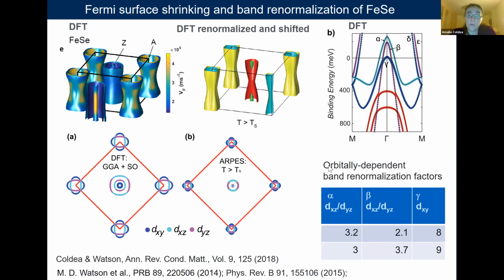One explanation touches upon the effect of orbitally dependent renormalization factors of the band structure. The bands which have XZ or YZ character are renormalized by a factor of 3. For the bands which have XY character, in particular this gamma band, the renormalization can be very large, 8 to 9, and in other chalcogenides can become even larger.